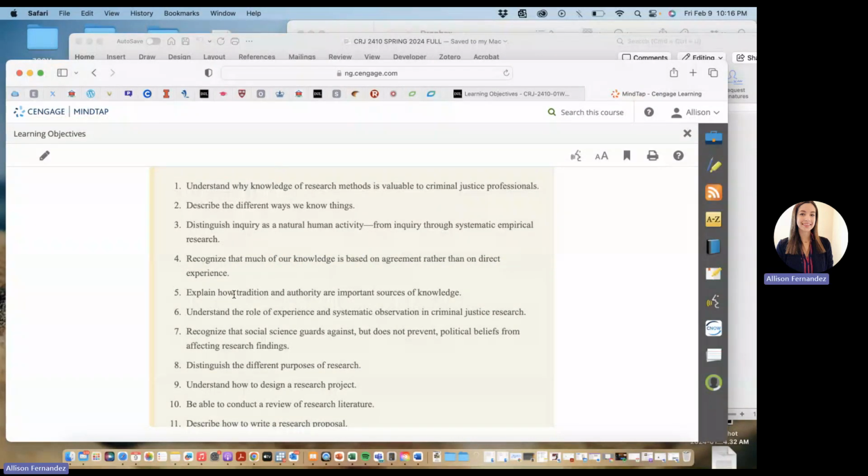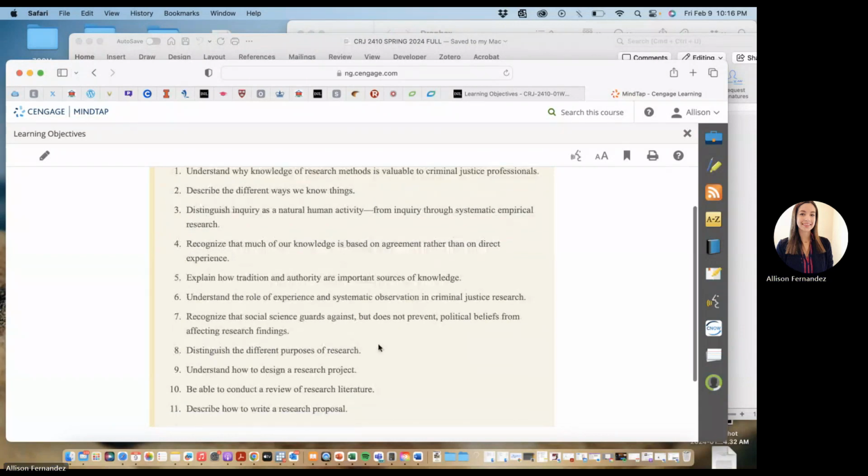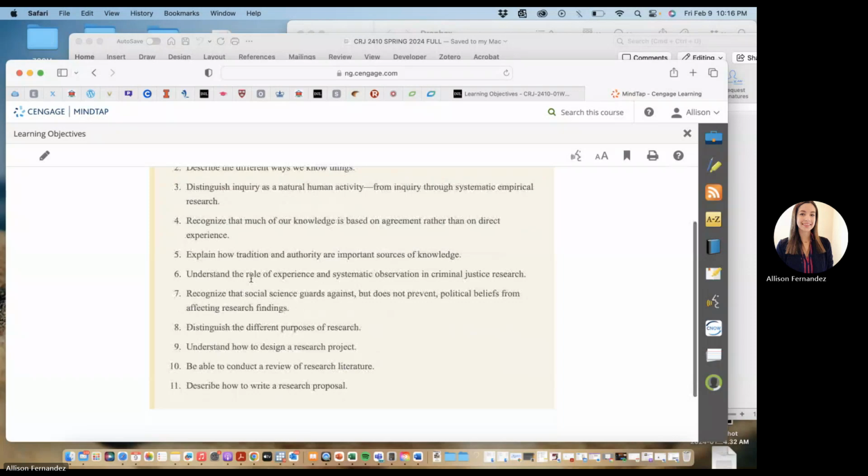Some other key things you should have picked up on chapter 1 are tradition versus authority. Those are important sources of knowledge. And another important one would be number 7. Although we do use systematic observation and research for criminal justice, which is a social science, that doesn't mean that the research is not biased. It can happen, and it does happen. There's political beliefs that could affect research findings. There's also outside factors that could affect research findings.